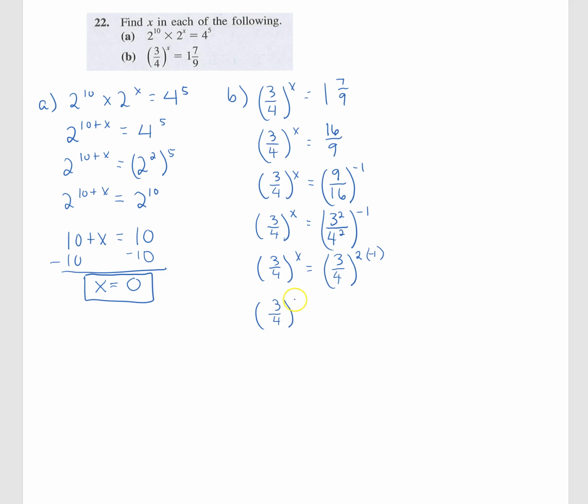So with those exponents, we just multiply them. So we have 3 over 4, 2 times -1 is -2. Okay, so now we have the same base here, and that means that the exponents have to be equal. So we have x equals -2. And so we found x. x equals -2 is the answer to part B.